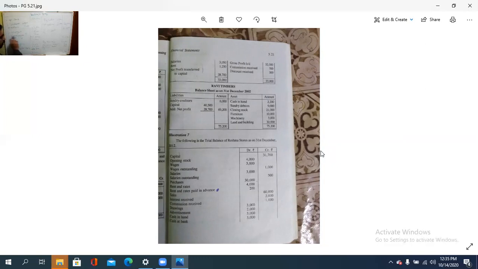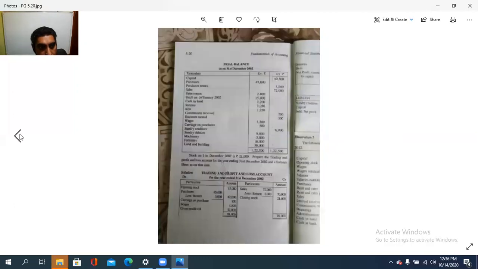So we calculated the gross profit and it is brought down, and other indirect expenses to be debited and indirect incomes to be credited, and then the net profit is 28,700. Then we are going to prepare what? Balance sheet. So how is the balance sheet to be prepared? Based on this data, how is the balance sheet to be prepared?